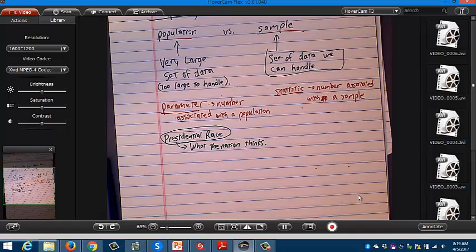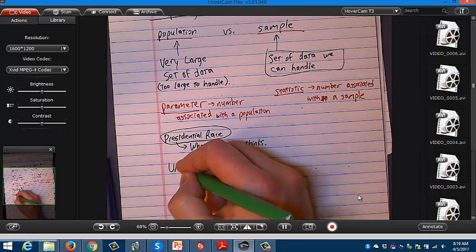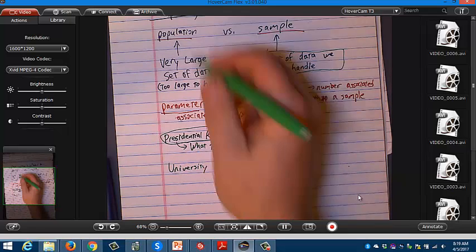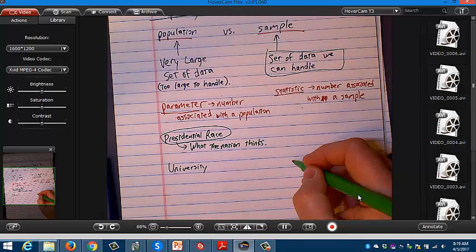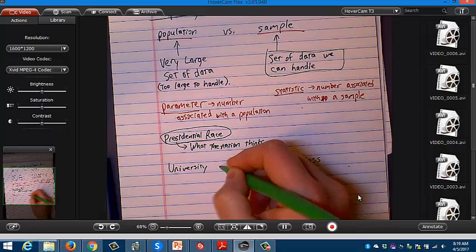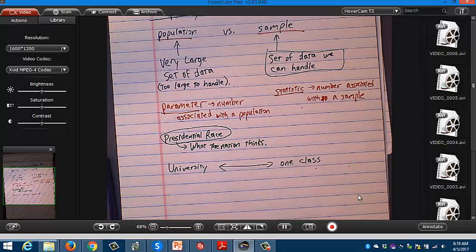What was it? Like class here compared to university. Oh, okay. So you could be talking about a university. That would be a population, and maybe one class. Okay, that's interesting. And that's what Russell was mentioning also, I guess.